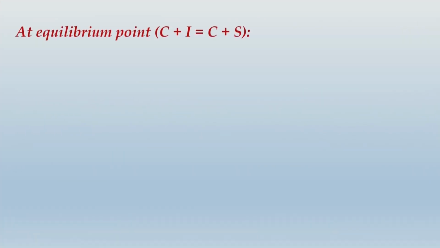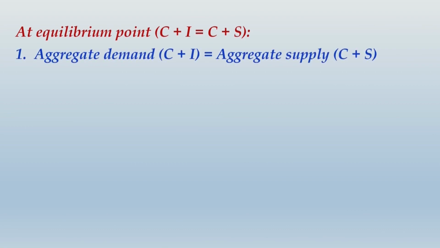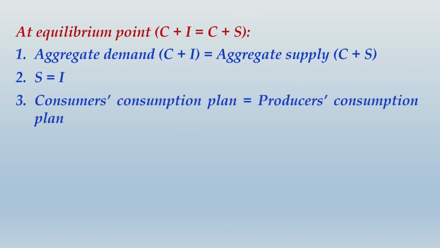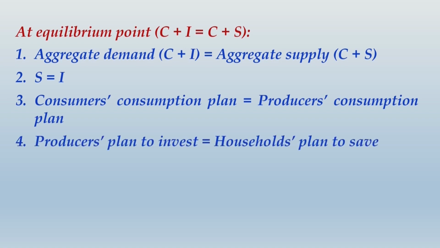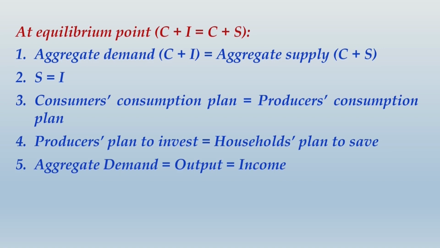Let us move ahead and continue writing further. At the equilibrium point, C plus I equals C plus S. So aggregate demand, C plus I, equals aggregate supply, C plus S. That also means S equals I. So consumers' consumption plan should be equal to producers' consumption plan. Producers' plan to invest should be equal to households' plan to save. So aggregate demand should be equal to output, and that is what we call income.